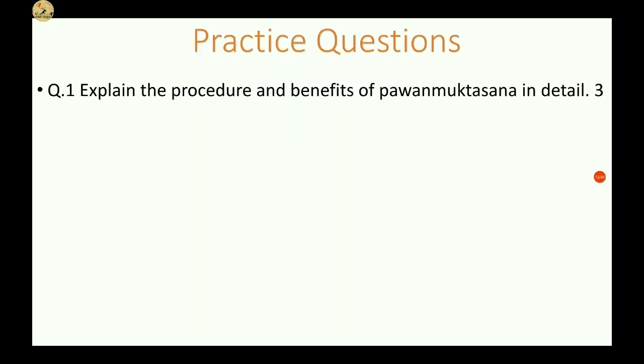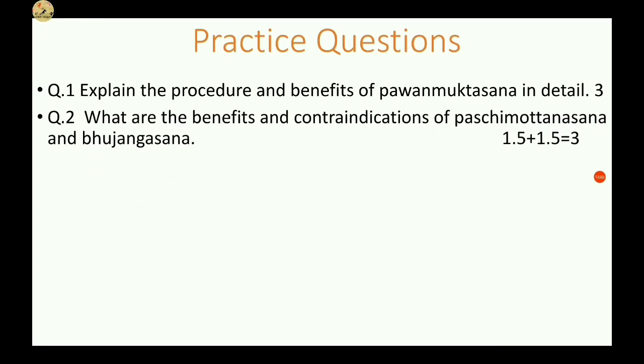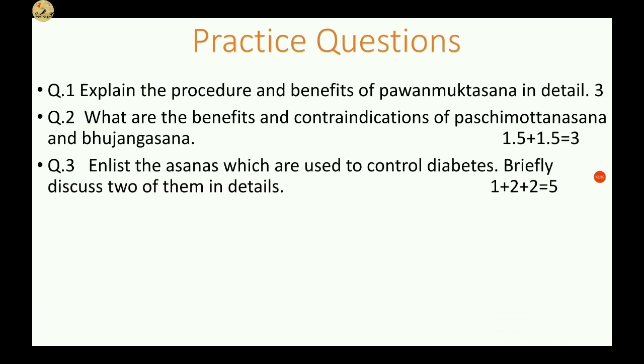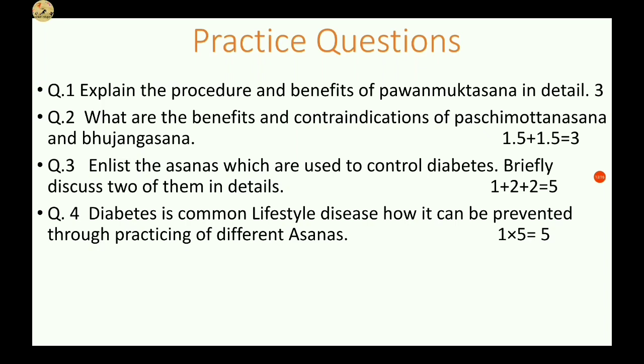Question number 1: explain the procedure and benefits of Pavan Muktasana in detail. Question number 2: what are the benefits and contraindication of Paschimottanasana and Bhujangasana? And list the asanas which are used to control diabetes. Briefly discuss 2 of them in detail. The last question is: diabetes is a common lifestyle disease. How can it be prevented through practicing different asanas? You can find these questions in CBSE or in half yearly or pre-board.